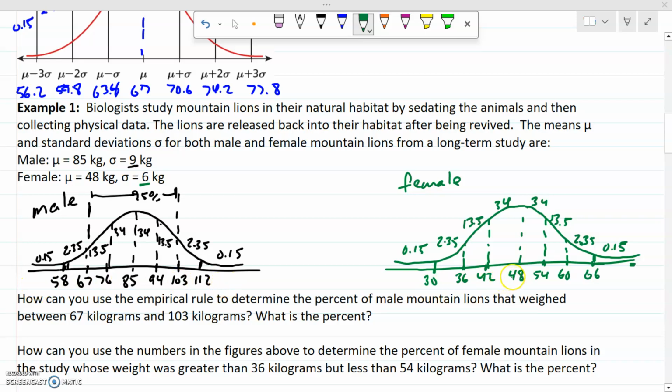Same thing for the female. She had 6 as the standard deviation, so you add 6 both ways and subtract 6 both ways to get to those numbers. So use this to answer the questions.